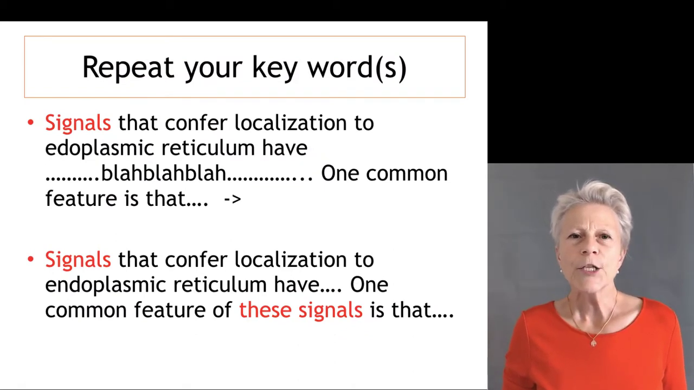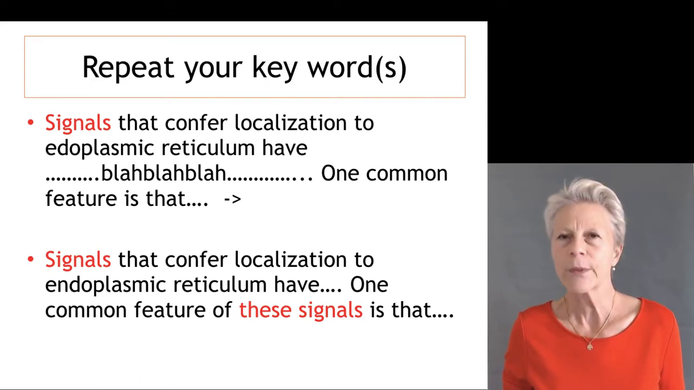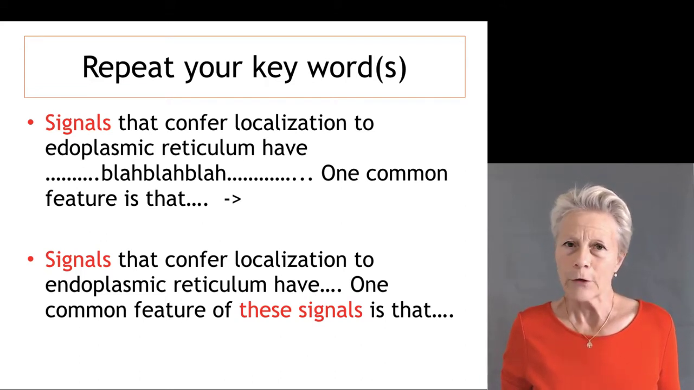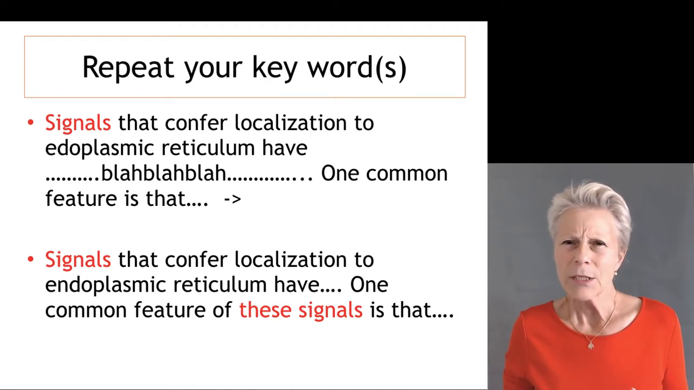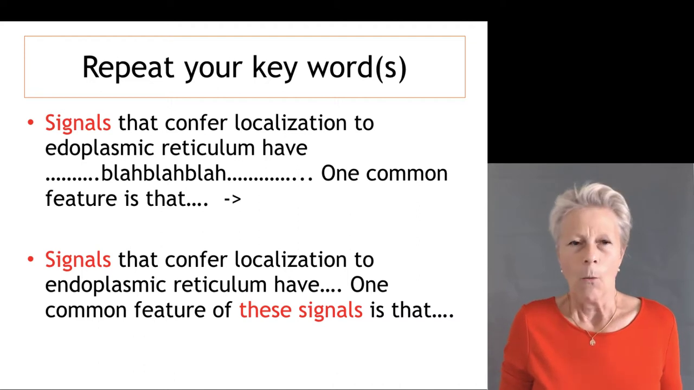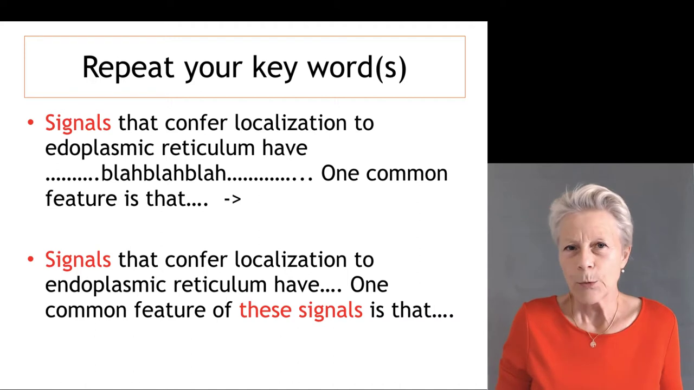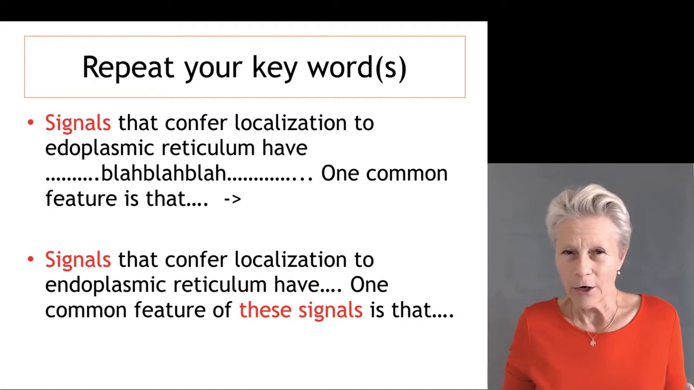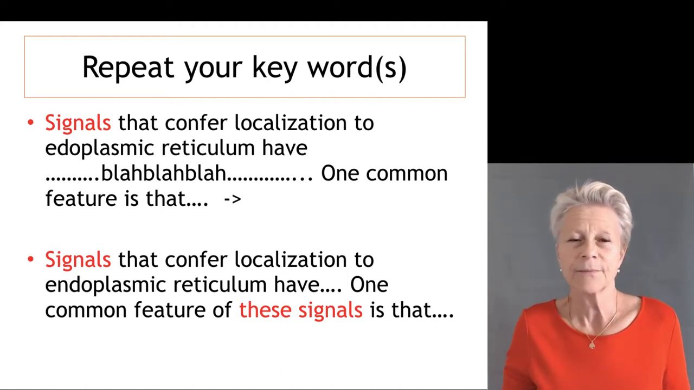First, repeat your keywords if the previous sentence has considerable length. Read with me. Signals that confer localization to blah, blah, blah. Now, if the next sentence picks up the keyword again, repeat it. Don't leave it just implied like in "one common feature is". If the distance to the keyword is too great, it's very hard for the reader to pick it up again. So better write, "one common feature of these signals is that".